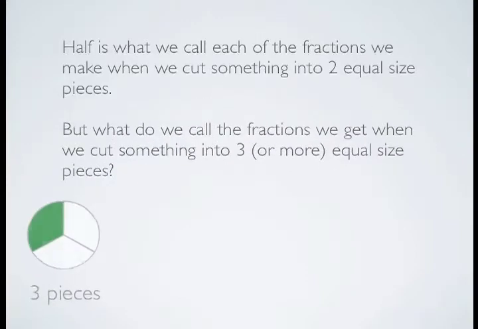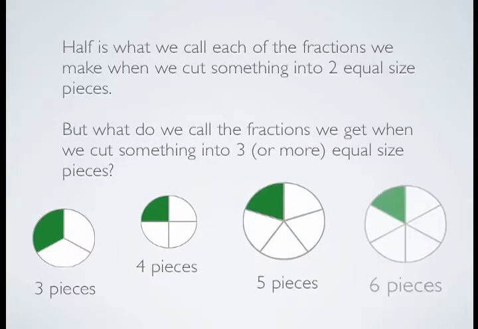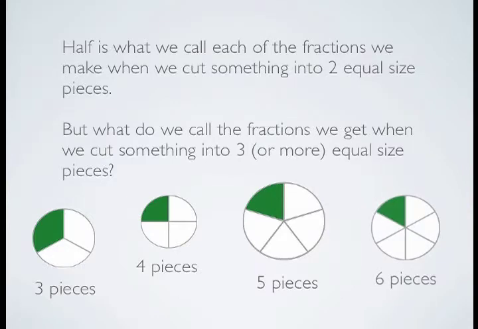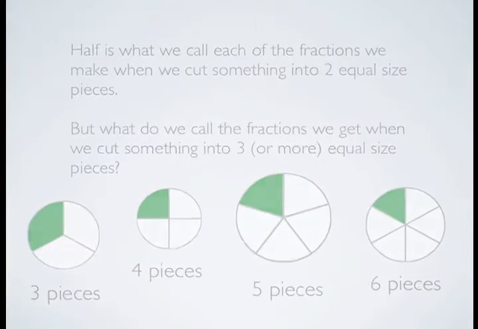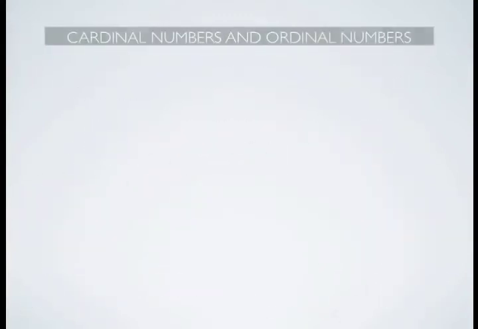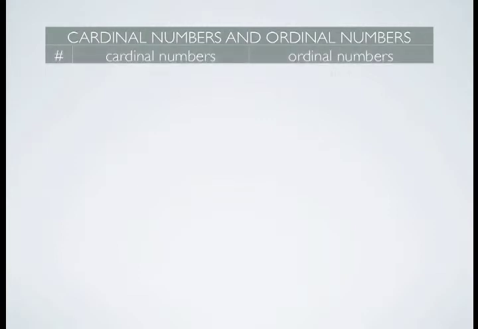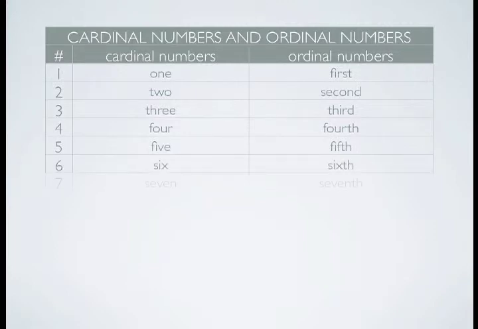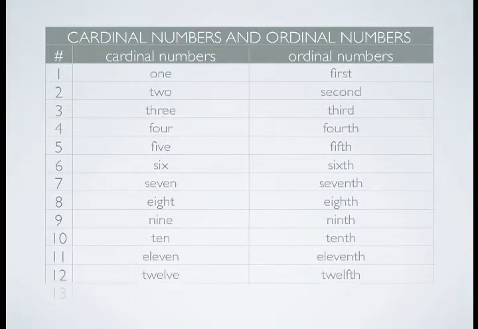But what do we call the fractions we get when we cut something into three or more equal size pieces? The answer is actually pretty easy. The numbers we use to count things are called cardinal numbers. But when we put things in a certain order, we use ordinal numbers. You probably already know the ordinal numbers, even if you didn't know what they were called. Here we can see each cardinal number and ordinal number up to 13, and if you know them, you can figure out all the rest very easily by yourself.